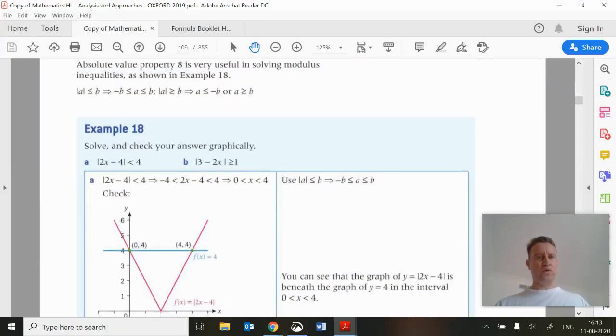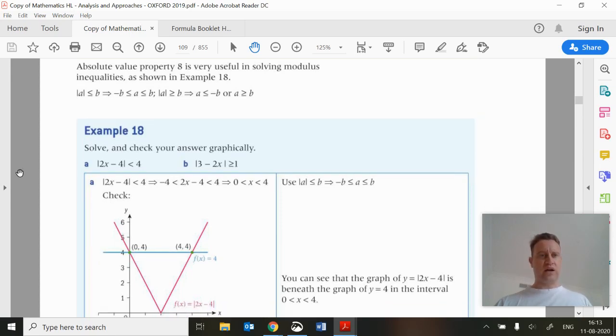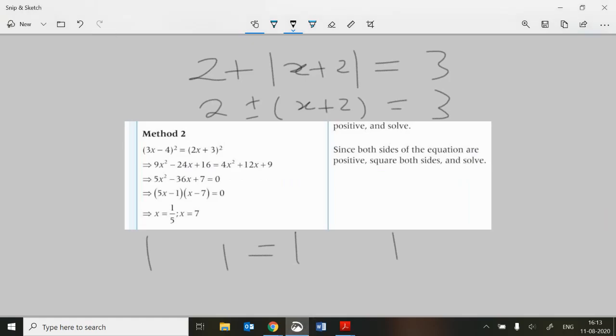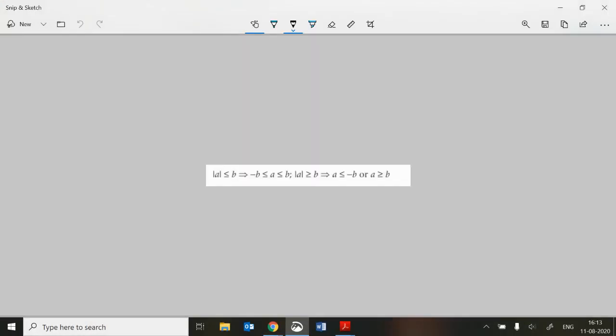We're about to do 2I, so we've just done 2H, and this is about solving inequalities which involve modulus brackets or absolute values of expressions. There's only a few questions here, and as you can see, that's what we were talking about last time. They say the absolute value property is very useful in solving modulus inequalities, and they're talking about the properties that were given to you earlier on, and they're essentially talking about this.